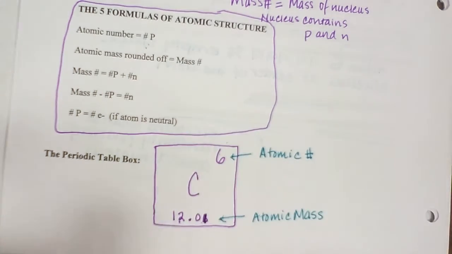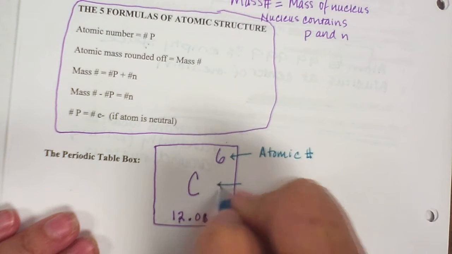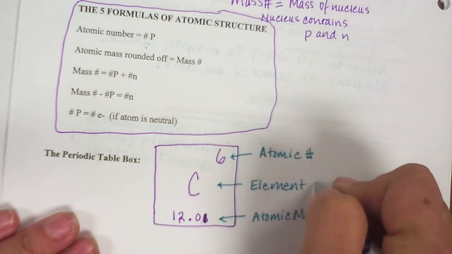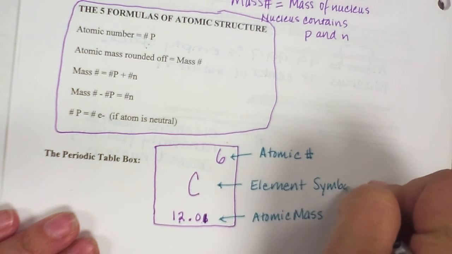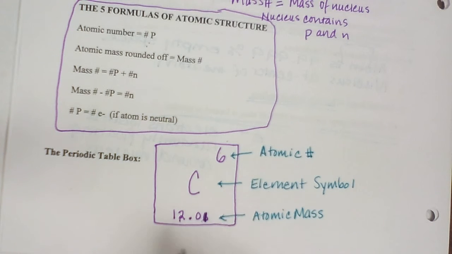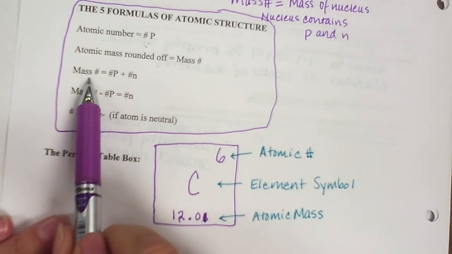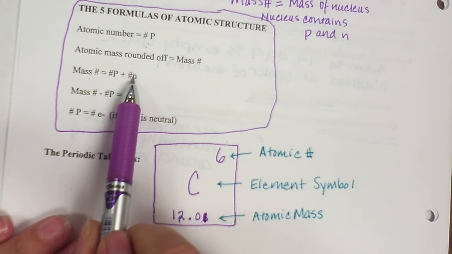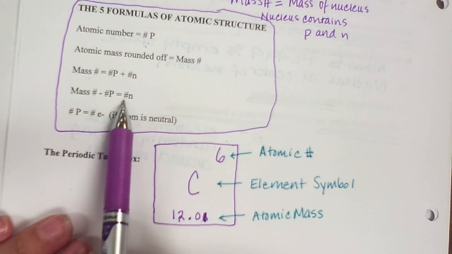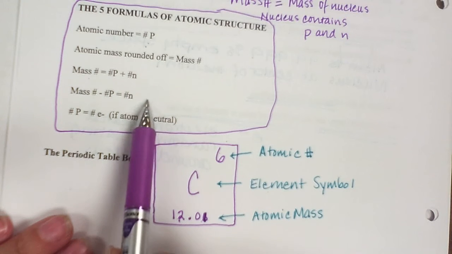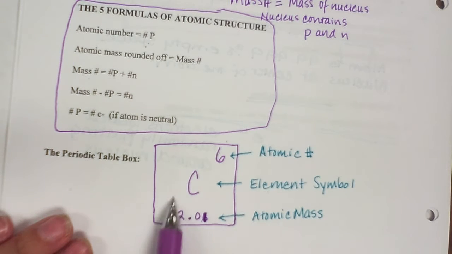And the last thing we're going to put in our box here is the C for carbon, and that is the element symbol. All right? So now we would take this atomic mass and we would round it off to 12. So the mass number is equal to the number of protons plus the number of neutrons. But we have the number of protons, so we can now find the number of neutrons. I take 12, I subtract 6, and that gives me 6 neutrons. So this carbon atom has 6 protons and 6 neutrons.